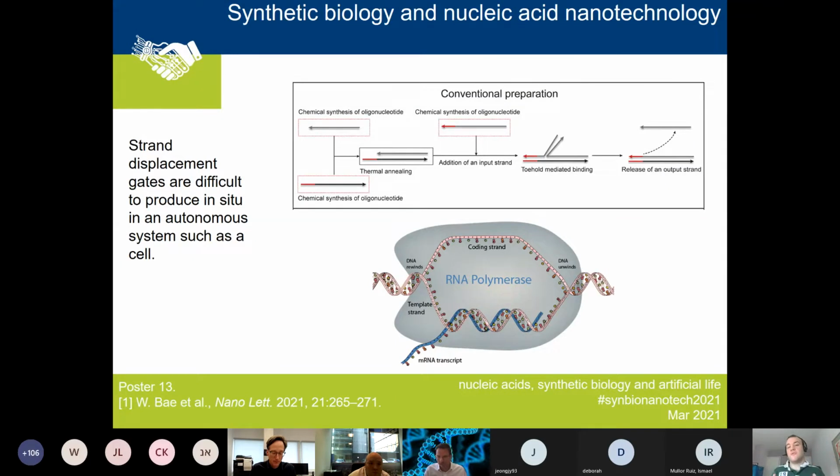You can't use the pre-preparedness of these metastable strand displacement gates. If you're transcribing all the strands separately, they might interact with each other out of order, and essentially all the logic of dynamic DNA nanotechnology breaks down.